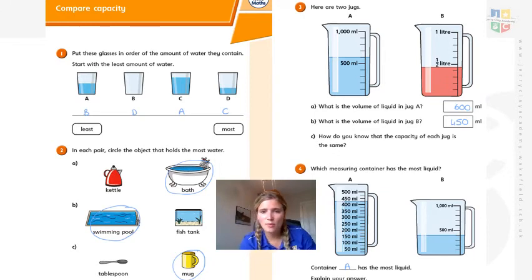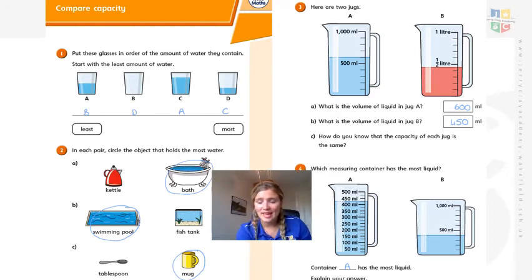Okay, so for the next one, which measuring jug container has the most liquid? So you have to first of all work out how much liquid was in each, and we can see that in jug A there was 425 millilitres because it was halfway between 400 and 450. We can then see in jug B, the increments are going up in 100, so there is 400 millilitres in jug B, so we know that jug A contains the most liquid. Now please can you explain, if you haven't already done so, your answer for this one. Write it down, I'd love to see your explanations.